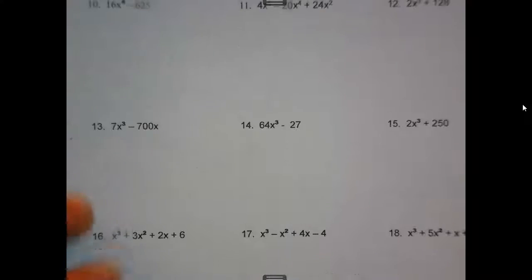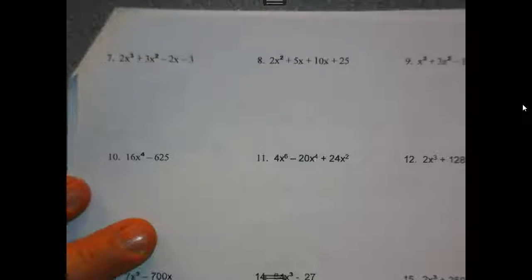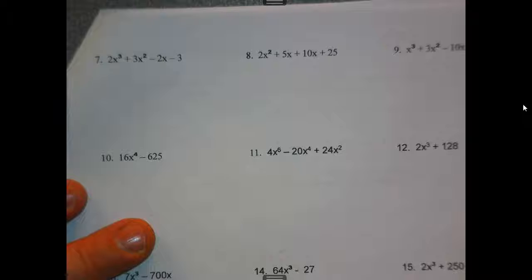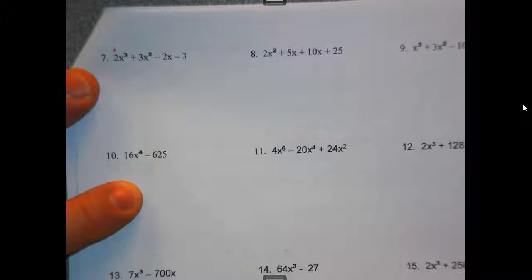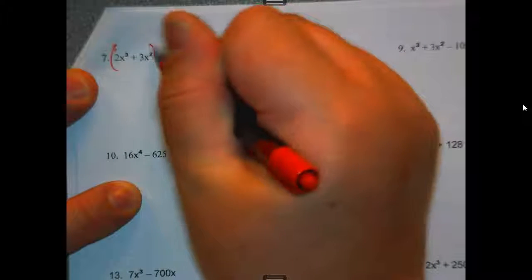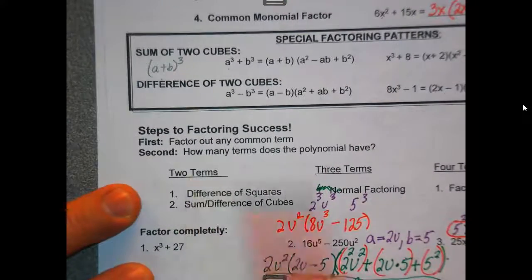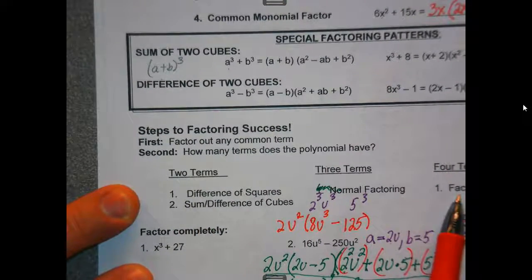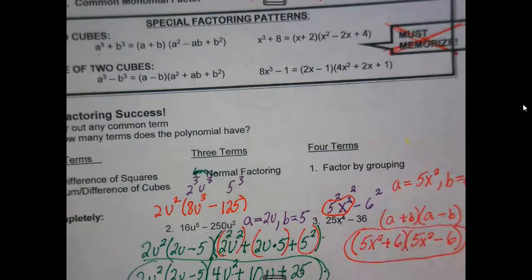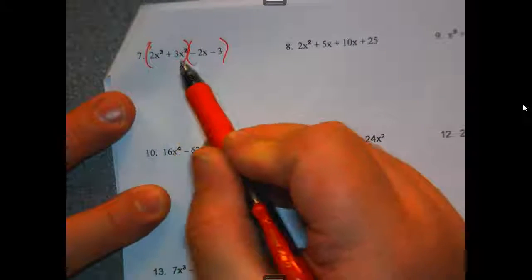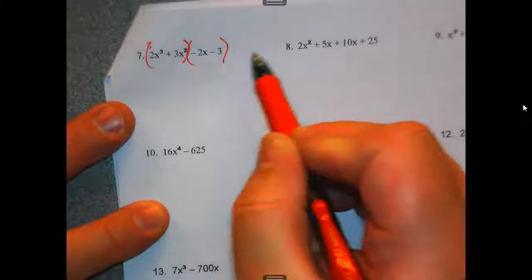let's do some more grouping problems. Number 7. I have 4 terms, so I'm going to use grouping, because that's what my little chart tells me. I'm going to factor by grouping. So I'm going to group my first 2 terms, group my second 2 terms.